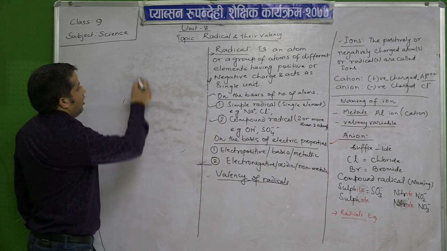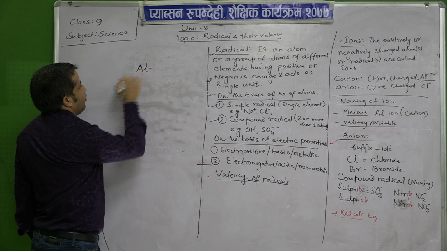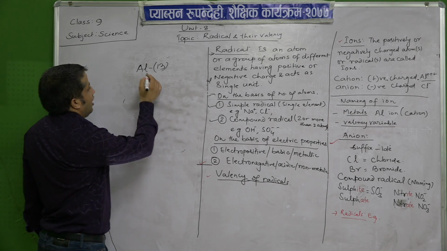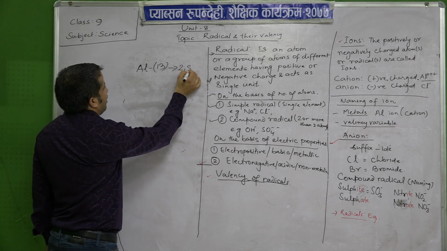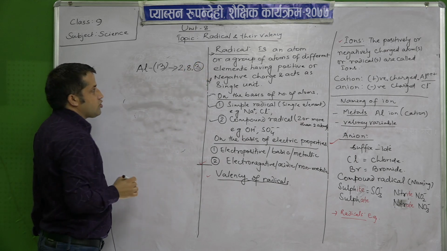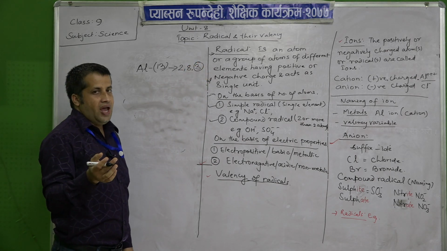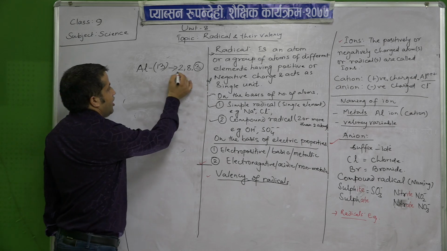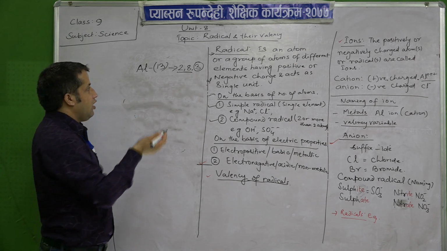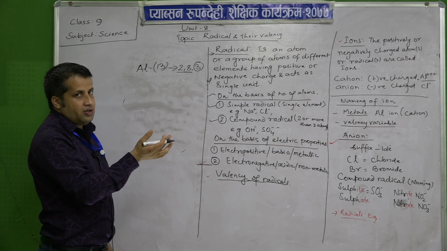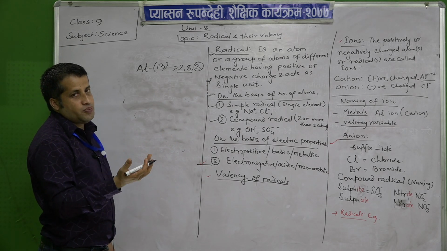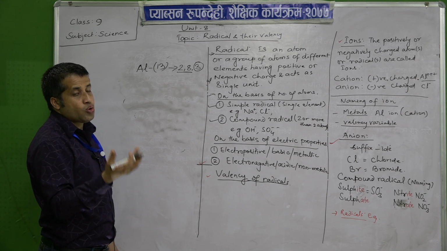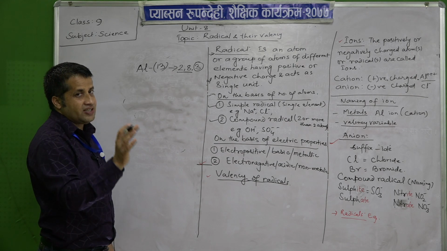For example, let's take aluminum. Aluminum's atomic number is 13 and its electronic configuration is 2, 8, 3, and in its outermost shell it has 3 electrons. It has a tendency to lose electrons to get the stable electronic configuration of 2, 8. So when it loses 3 electrons, it will carry a positive charge, because it will have 3 extra protons in it, and hence it will carry the charge.